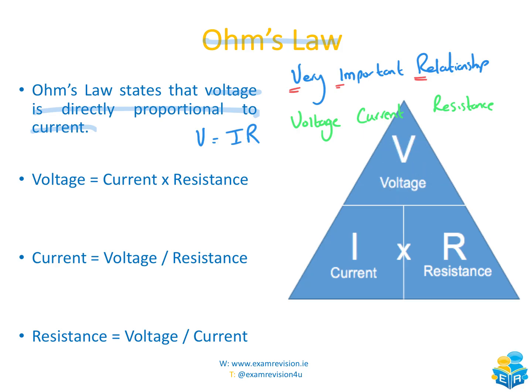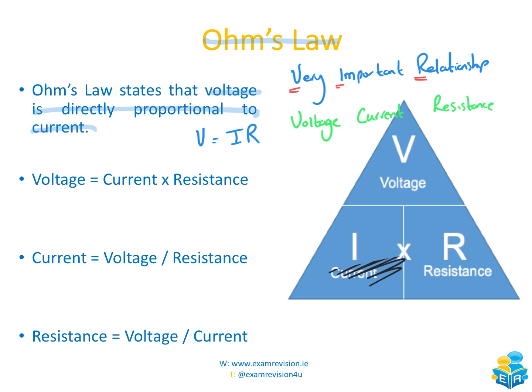We're now going to try and calculate the current. So we're going to cover up the current. What are we left with? If we're calculating current, it's the voltage divided by the resistance, which is exactly what we have here. Current is the voltage divided by resistance.